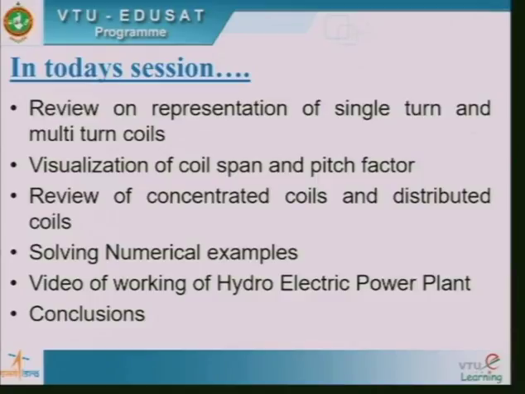In today's session, we will quickly review the representation of single turn and multi-turn coils. We will also look at how we can visualize the coil span and pitch factor. We will also review concentrated coils and distributed coils. We will solve many numerical examples. Then a video of the working of a hydroelectric power plant, followed by conclusions.